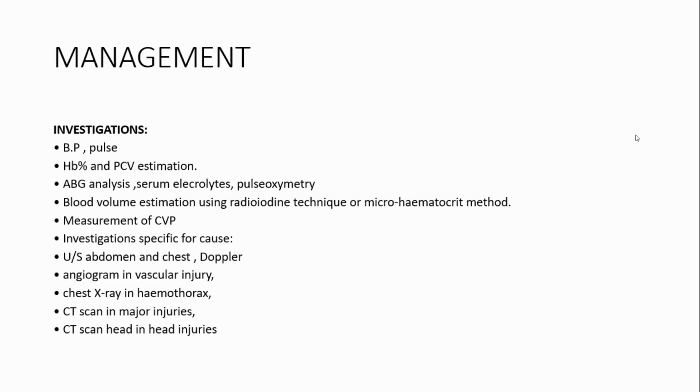Doppler to see if the blood vessels are okay or not, and angiogram in case of major blood vessel injury, for example, if there is thoracic trauma. Chest X-ray to see if there is hemothorax or not. CT scan: these days we do pan CT in trauma patients so that we can find out the site of injury or site of hemorrhage, and CT scan is one of the important tools.